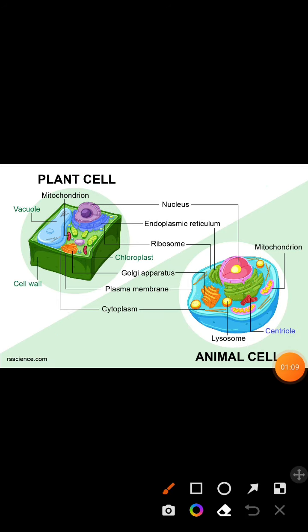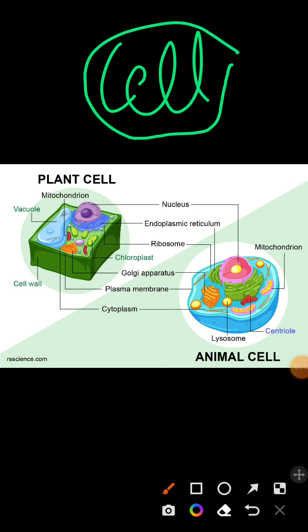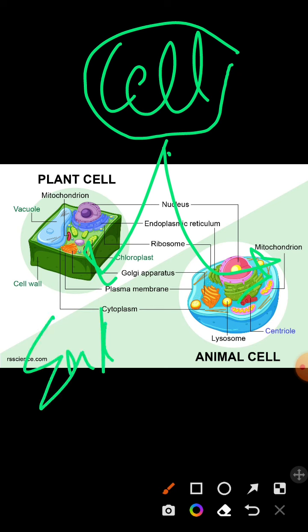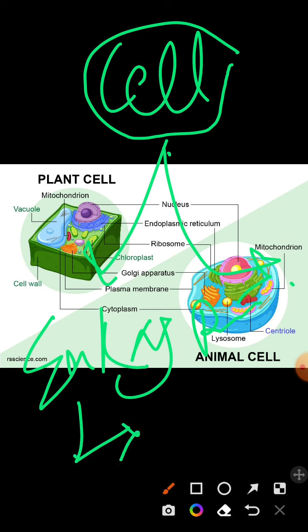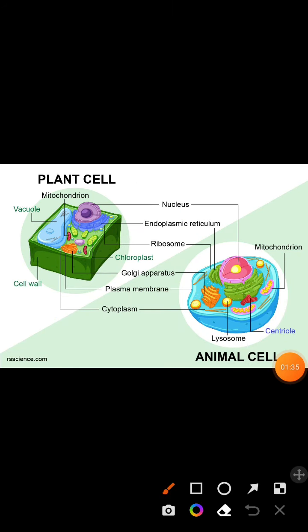So first of all, what is a cell? Cell is the basic unit of life. We can divide the cell into two different parts. One is eukaryotic cell, another one is prokaryotic cell. Eukaryotic cell can be further divided into animal cell and plant cell. So first of all, we are going to discuss the difference between animal cell and plant cell.